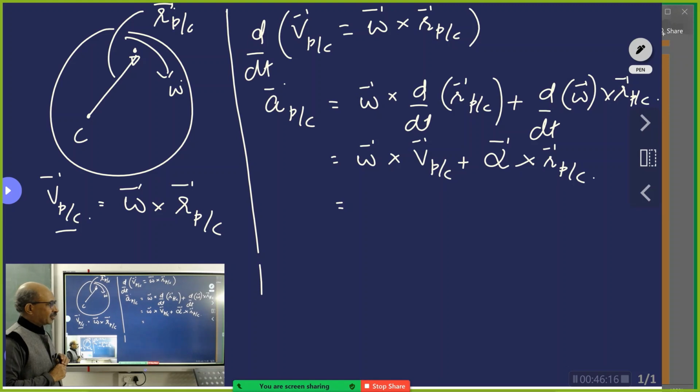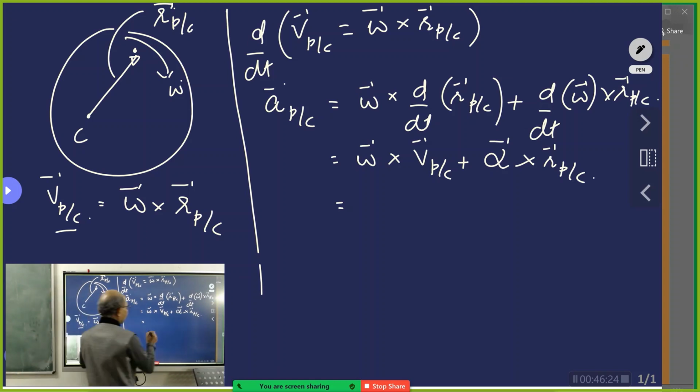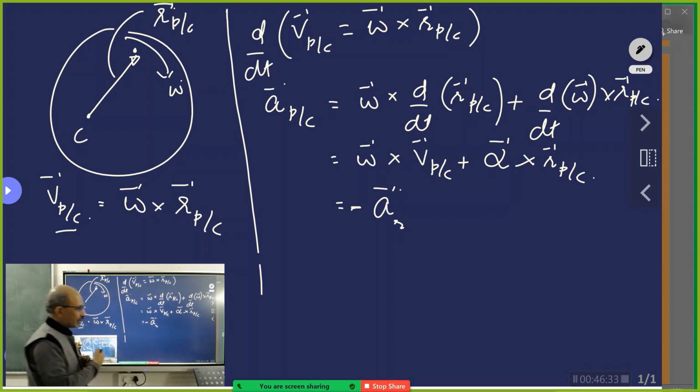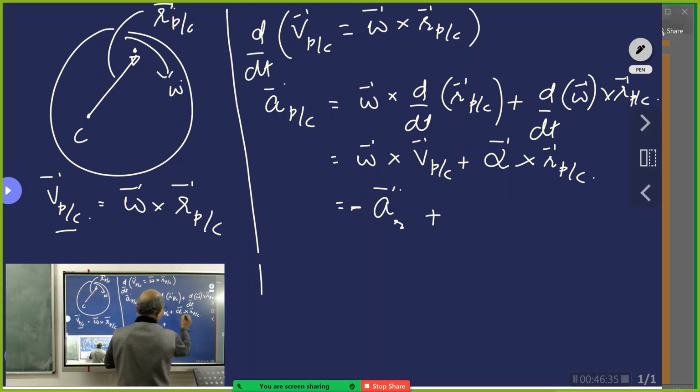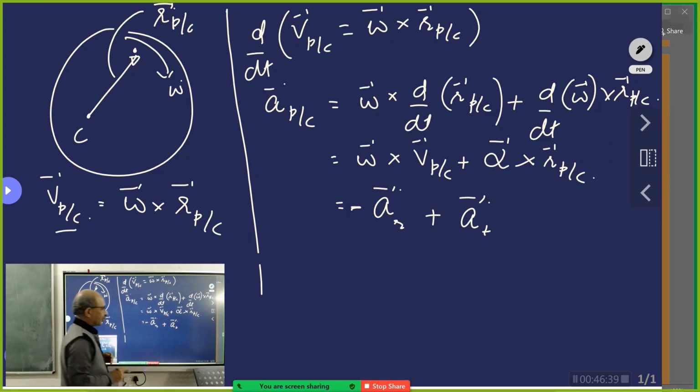Omega square RPC. What is this? This is centripetal acceleration, isn't it? So this becomes AR bar, the radial component. Correct? And I write this minus because it is inverted. Plus, what is this? This becomes the tangential component.